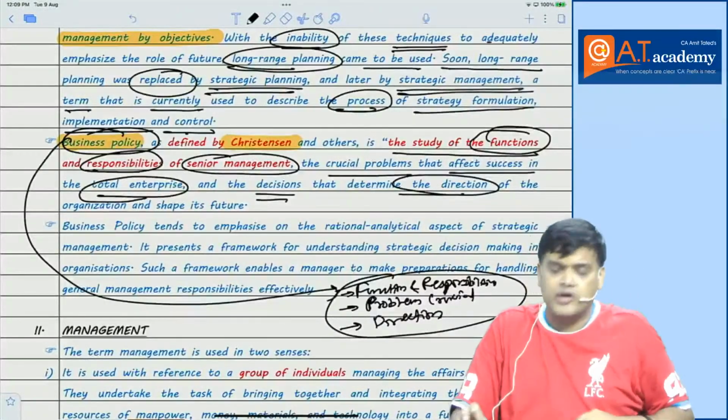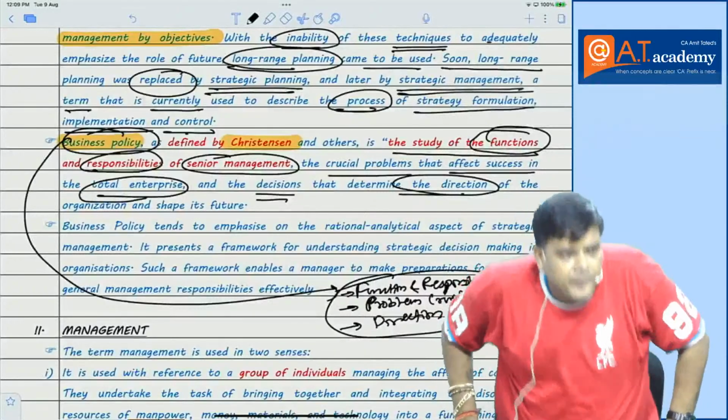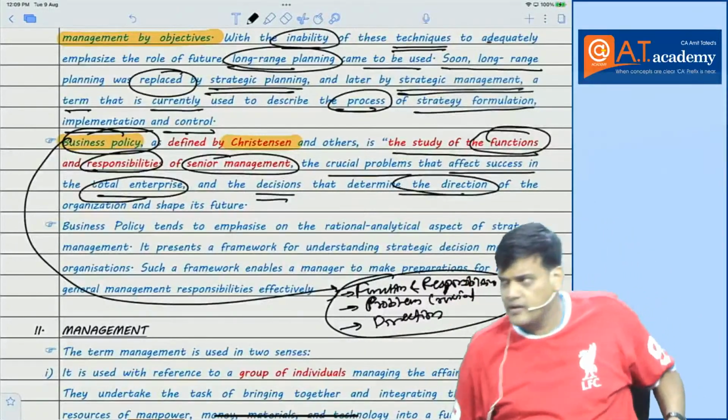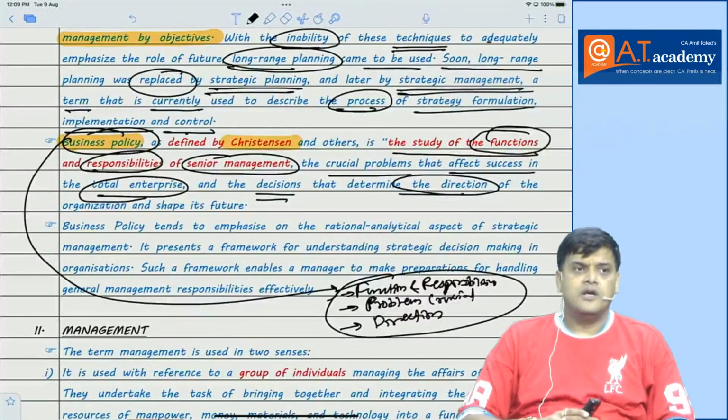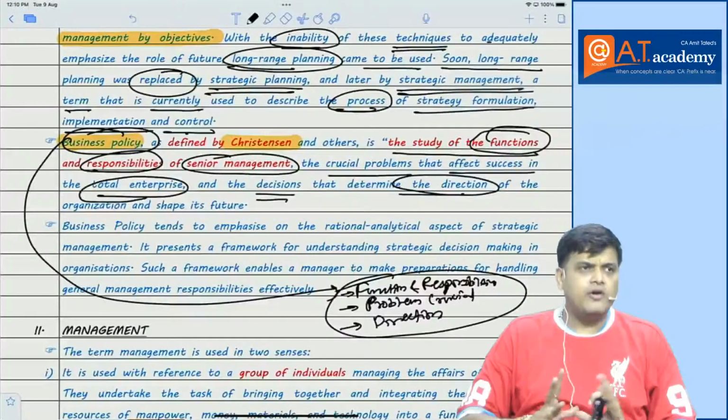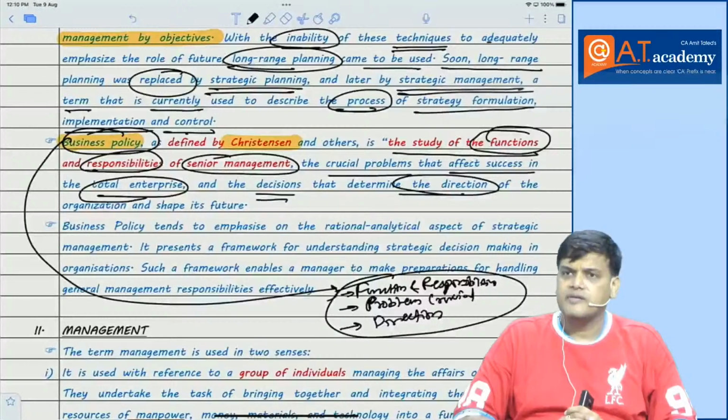Once again, I am telling you, have you heard the words policies and procedures for an organization? Have you come across policies and procedures of an organization? ऐसा सुना है? An organization should have policies and procedures.